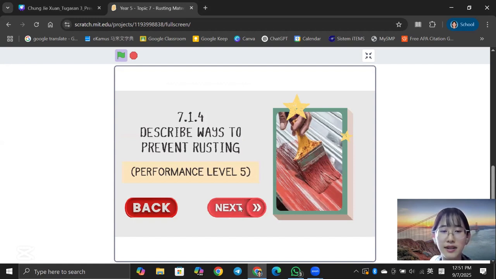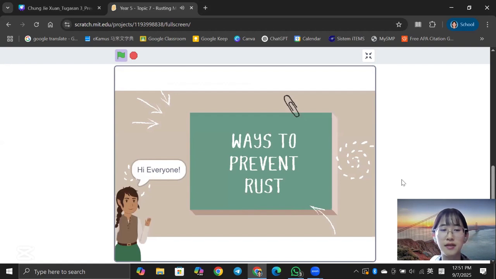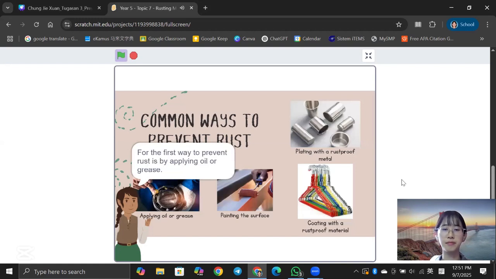So let's press next. Hi everyone! For the last subtopic, we will learn about ways to prevent rust. The first way to prevent rust is by applying oil or grease. People often apply oil on bicycle chains or machine parts to stop them from rusting. Second way, painting on the surface. Paint creates a barrier between the metal and the air or water, preventing rust. The third way to prevent rust is coating with a rust-proof material.